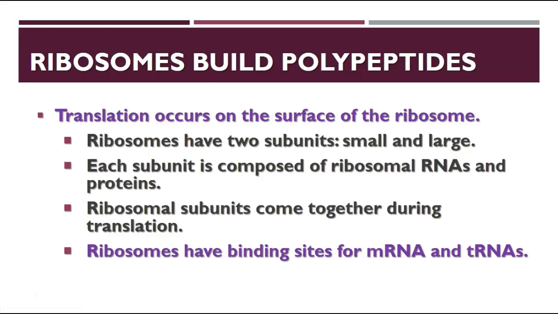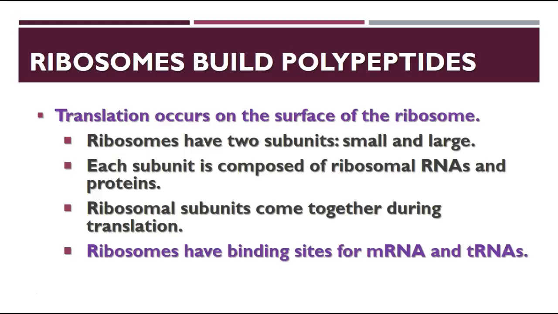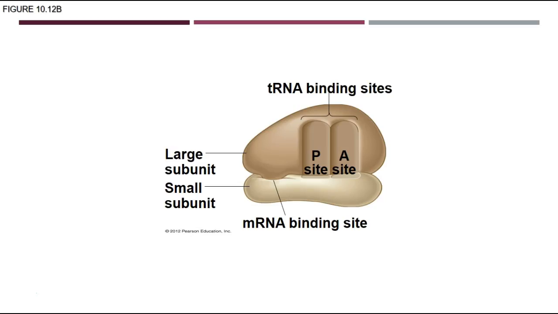So ribosomes are involved in the building of the polypeptides, and ribosomes are also made of RNA, ribosomal RNA, as well as some proteins that are attached to it, and the translation event occurs on the surface of the ribosome. There are two subunits of the ribosome, the small subunit and the large subunit, and they come together during that translation, and in the ribosome are the binding sites for messenger RNA and transfer RNA. So here we have a ribosome diagram. The larger subunit has the transfer RNA binding sites, and the messenger RNA binding site is located on the small subunit.